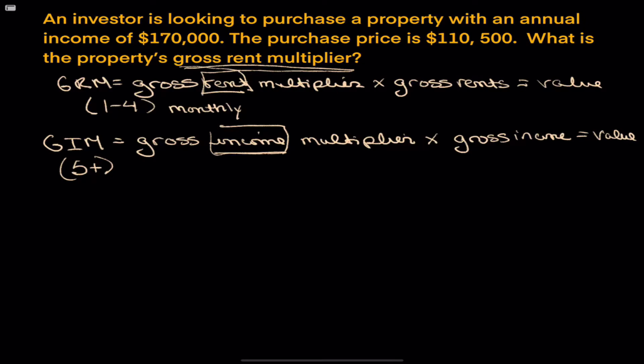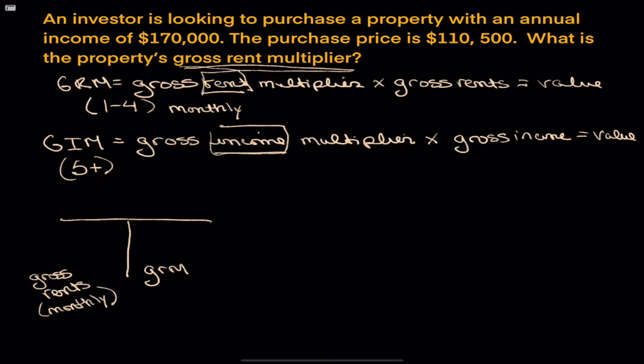for the gross rent multiplier. So I'm going to go ahead and put that in a T-bar. If we put our GRM down here, it's our rate, and over here is going to go our gross rents, and we know this is going to be monthly. We're going to find value, because remember, if you multiply, you'll get the answer up top, or if you have a top and a bottom, you divide and you'll get one of the other numbers.